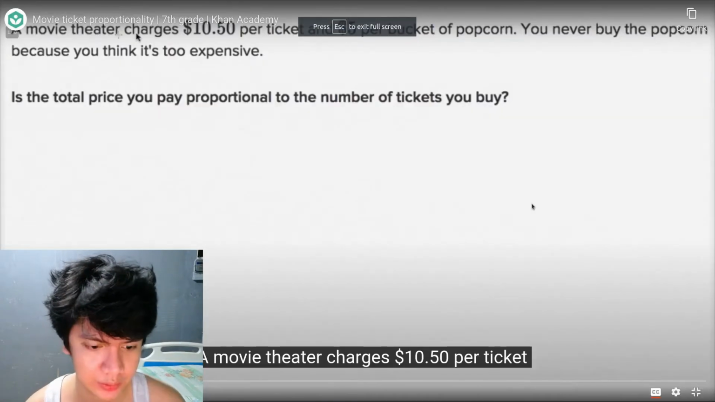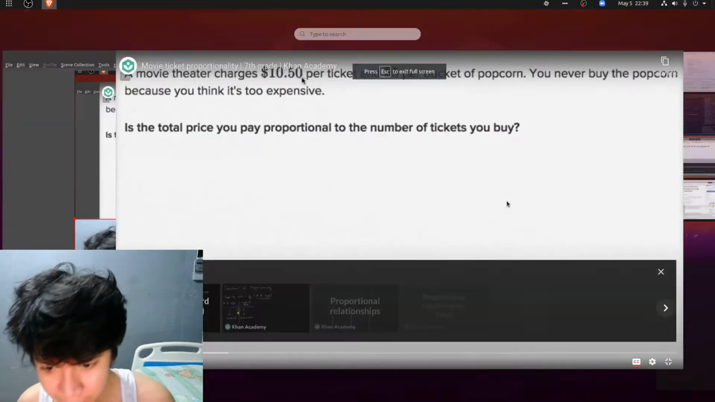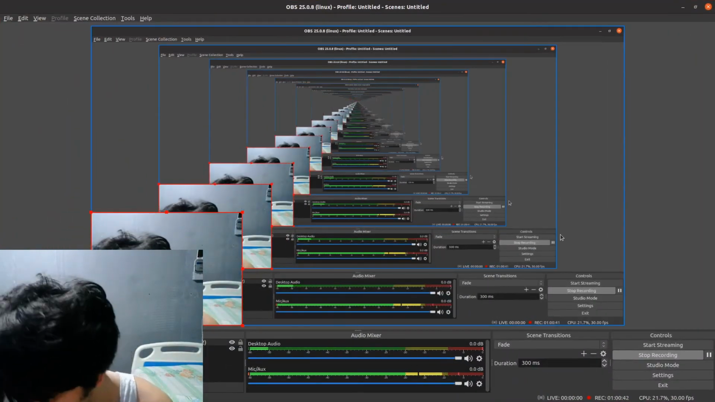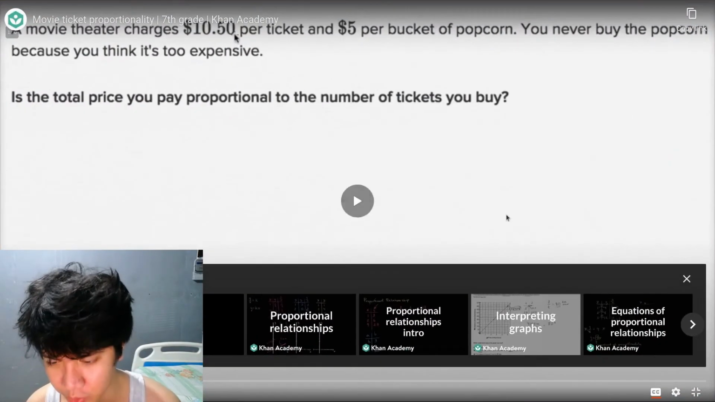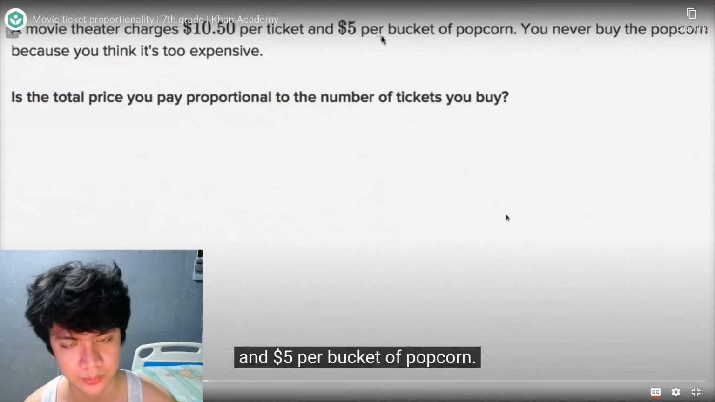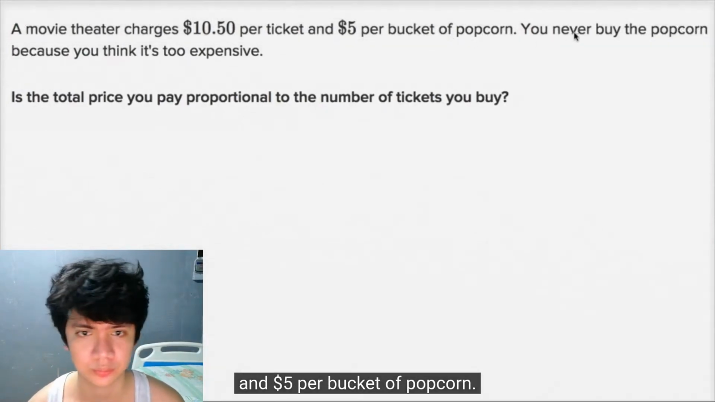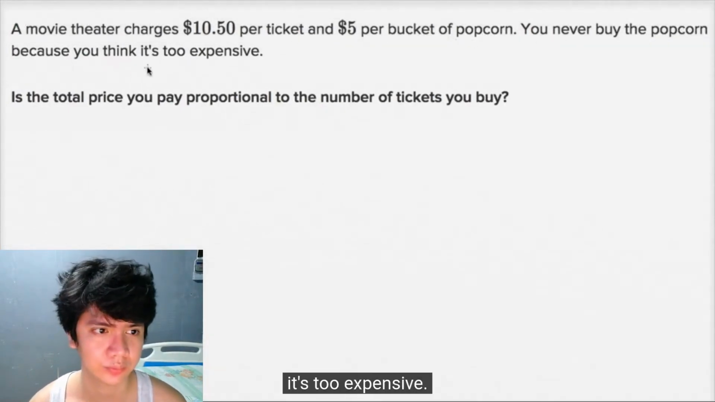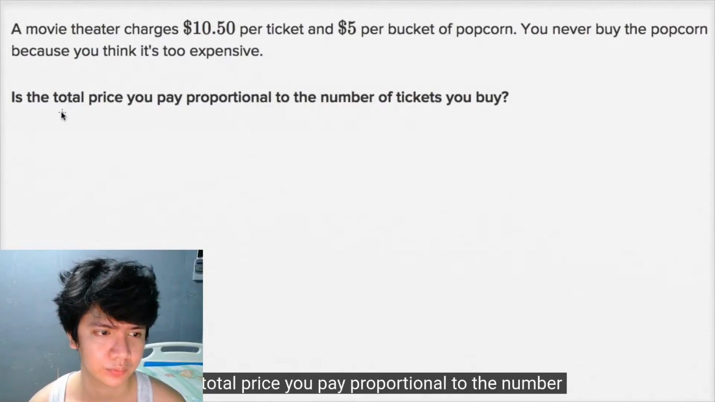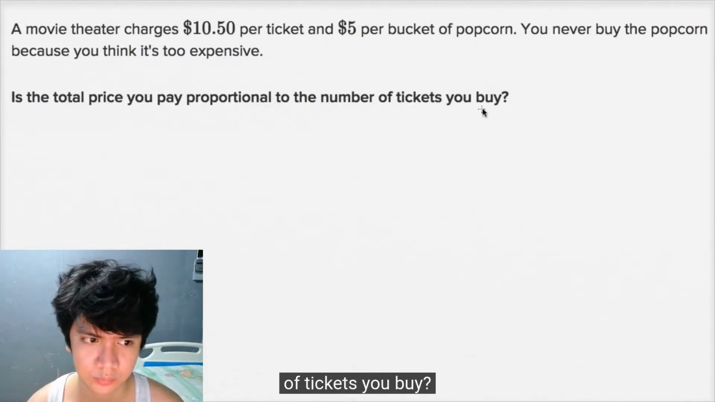Movie tickets. A movie theater charges $10.50 per ticket, and $5 per bucket of popcorn. You never buy the popcorn because you think it's too expensive. Is the total price you pay proportional to the number of tickets you buy?